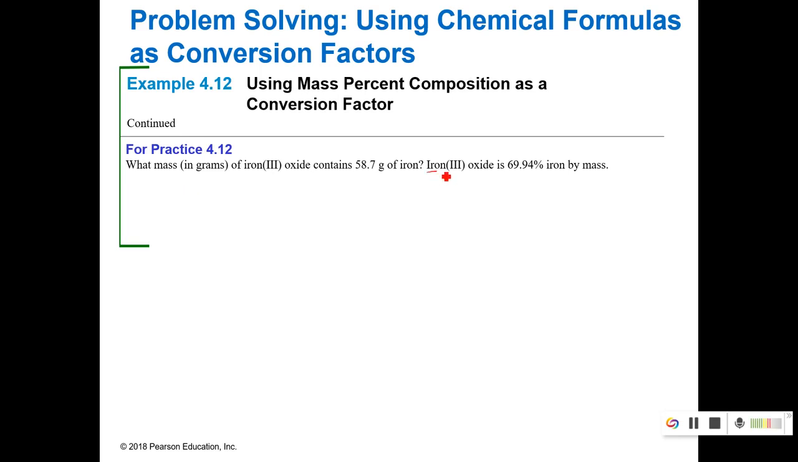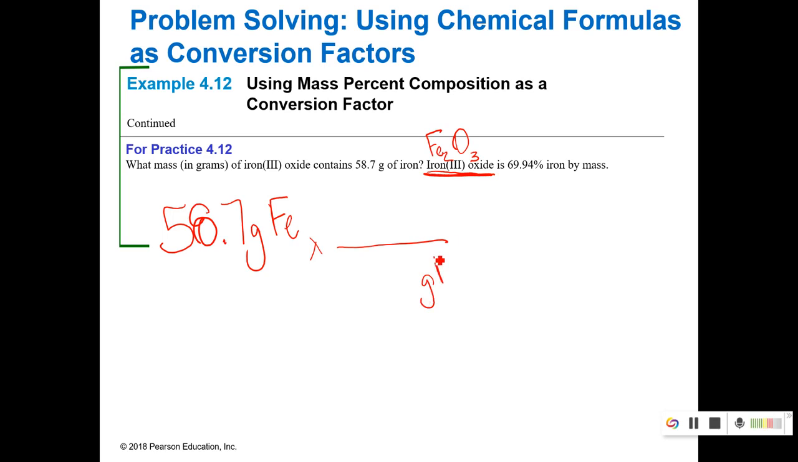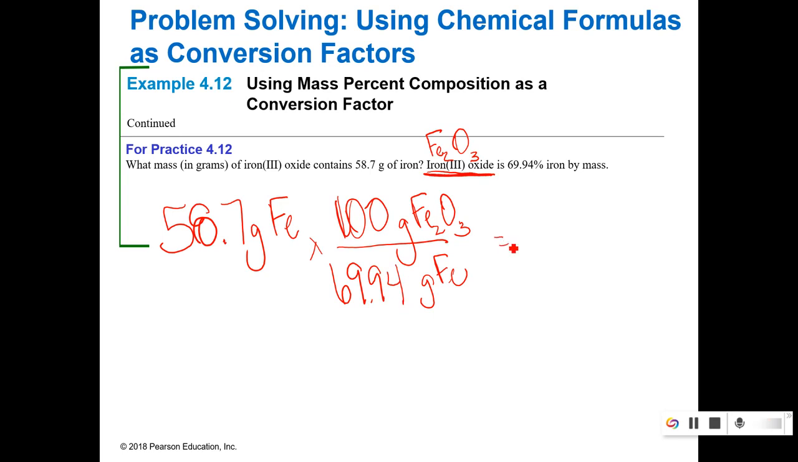Okay, let's do one more. This one's important because it tells us the formula. So you have to be able to write Fe2O3. You're always going to start with a single grams. Iron, which means grams of iron is on bottom, grams of Fe2O3 is on top. The bigger compound is going to be 100. The smaller one is whatever the percentage is. I get 83.9 grams of Fe2O3.